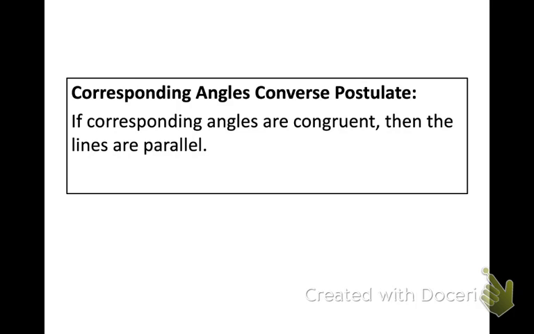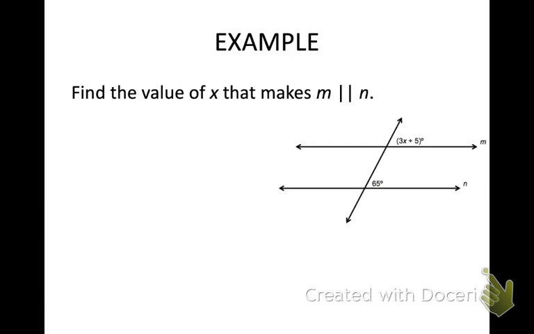So you've got to make sure whether it's the converse or the original, and which one it needs to be. Find the value of x that makes m parallel to n. Do we have corresponding angles? What the converse says is if these are congruent, then my lines will be parallel. And when things are congruent, that means we set them equal. So 3x plus 5 equals 65.